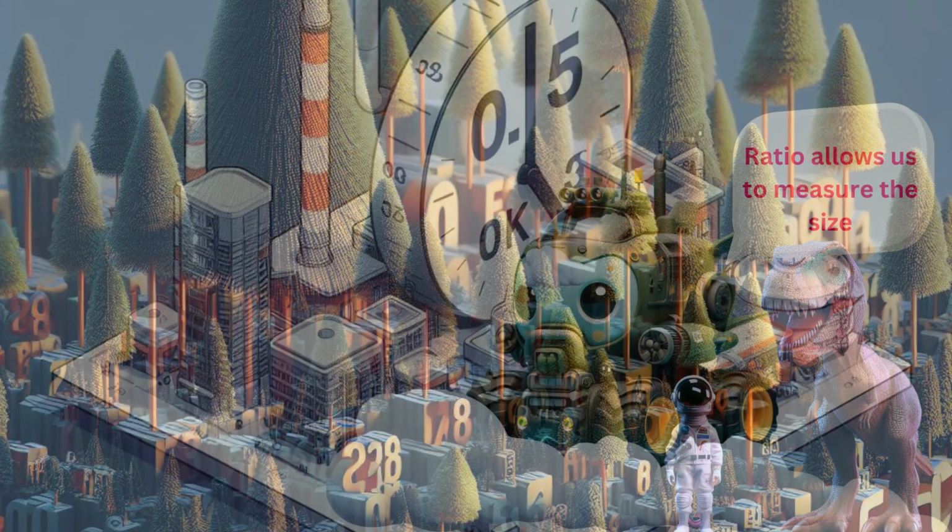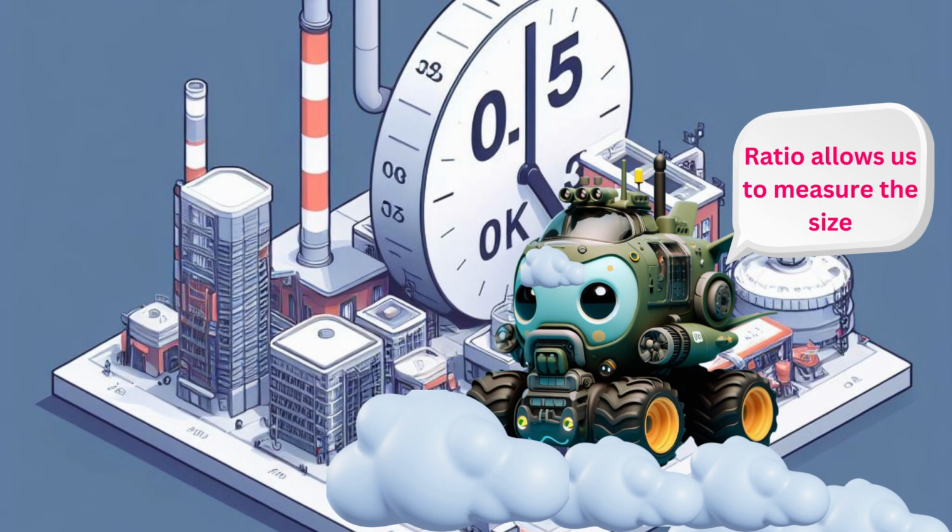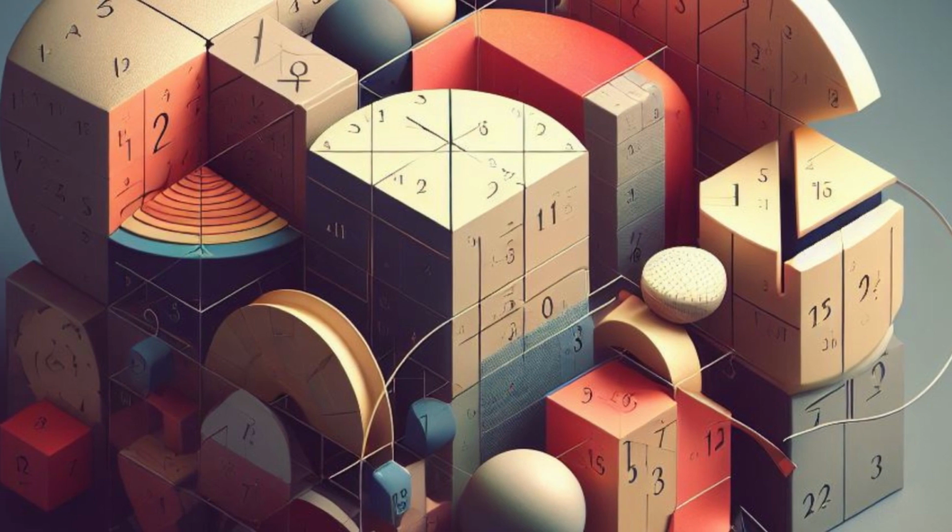Now on to number 3, mixed number. Mixed numbers give us a clear picture of whole parts and extra bits. This will make more sense as we cover more examples.